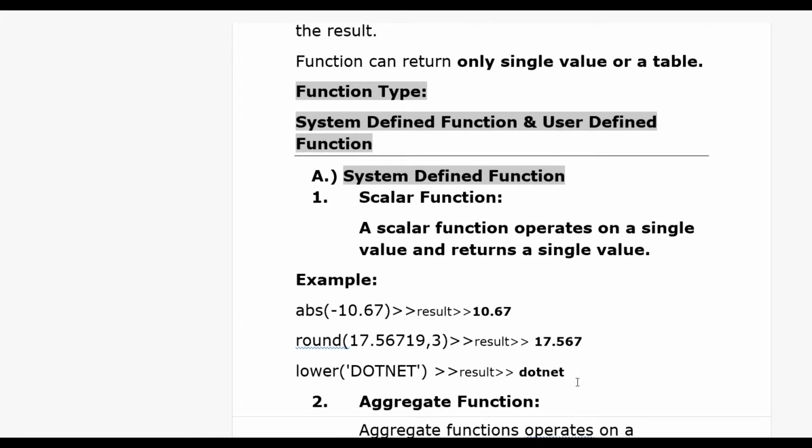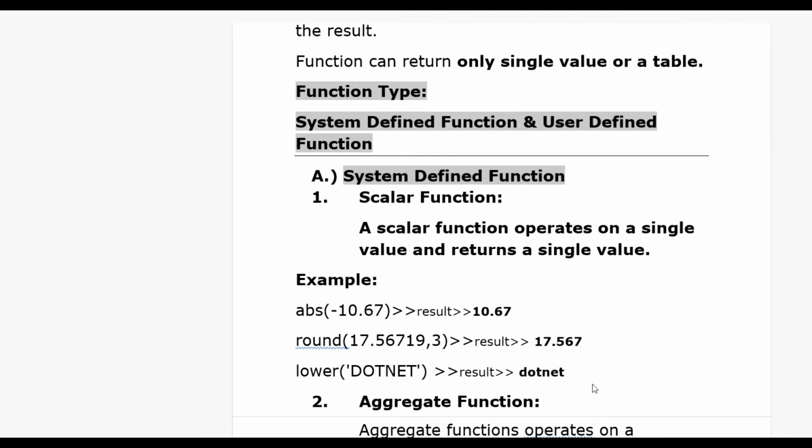And another one is the lower function. Here write .NET in capital, and if you apply this lower function on the word .NET, then we get the result .NET written in lower case.